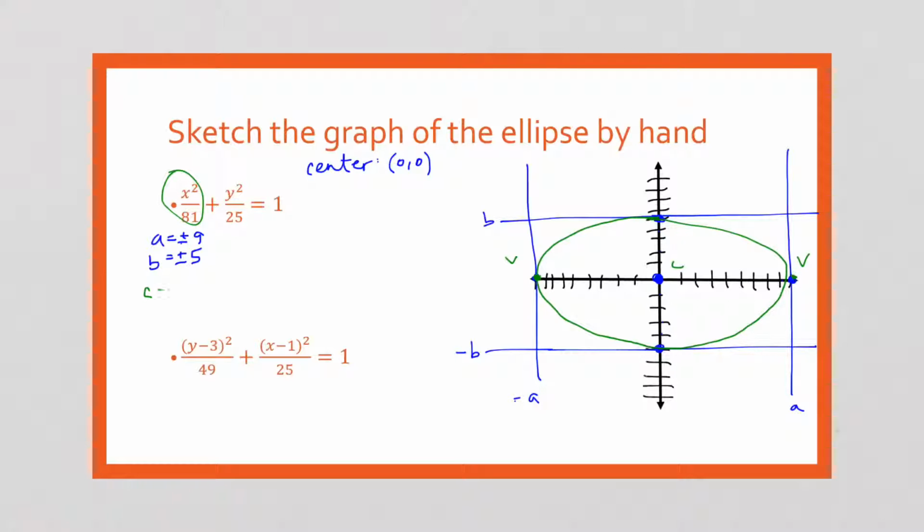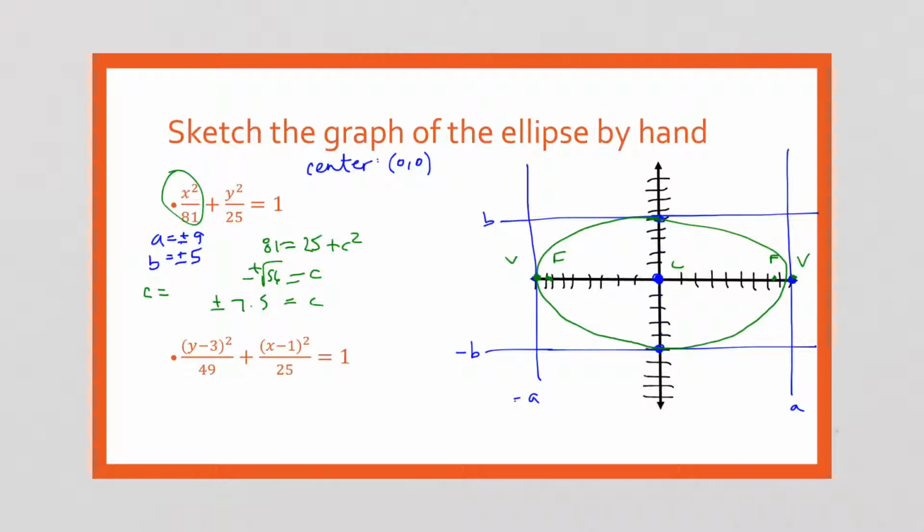So remember c, it's a squared, so 81, equals b squared plus c squared. So c equals plus or minus the square root of 56, which is approximately 7.5. So if I go out to about 7.5, I put a dot, that's a focus. I go out here, about 7.5, and that's a focus. And then I have my entire graph labeled.